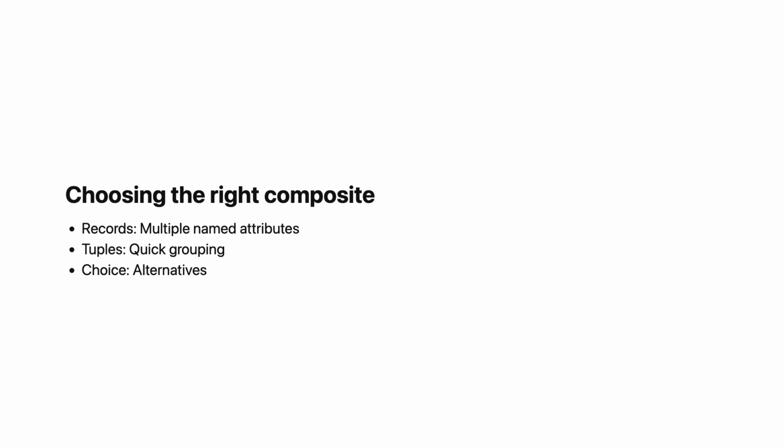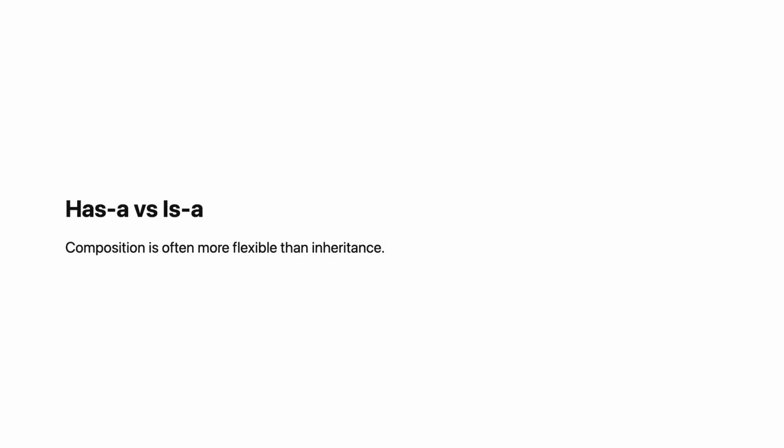Often you combine them. A record might have a field that is a choice type. A choice type's variants might contain records. They are complementary tools. Use the one that best expresses your data structure.